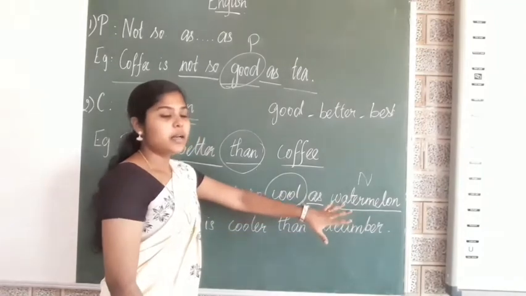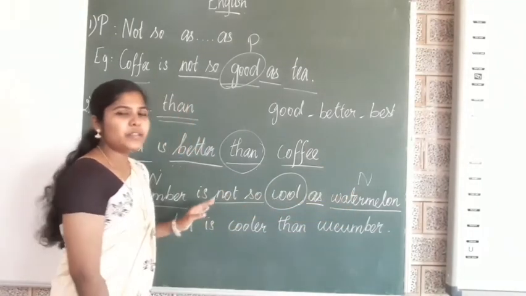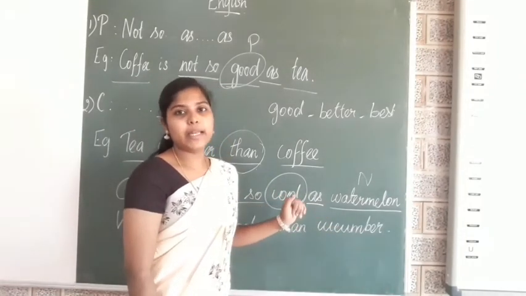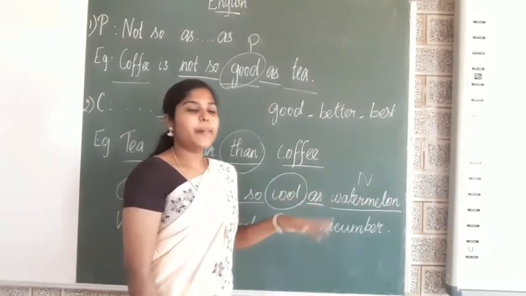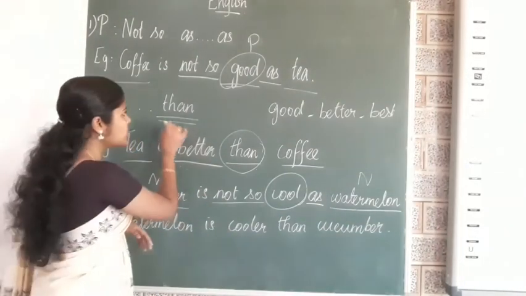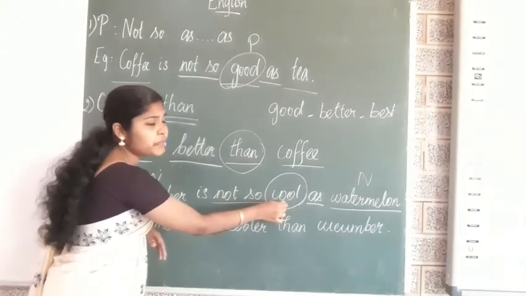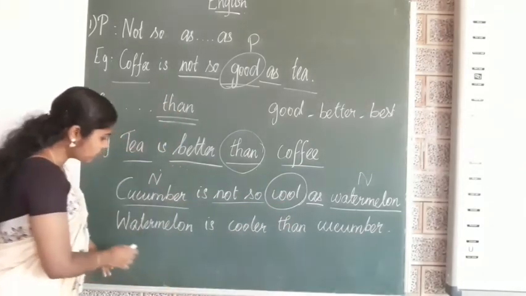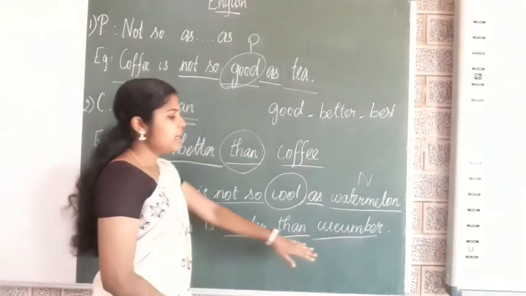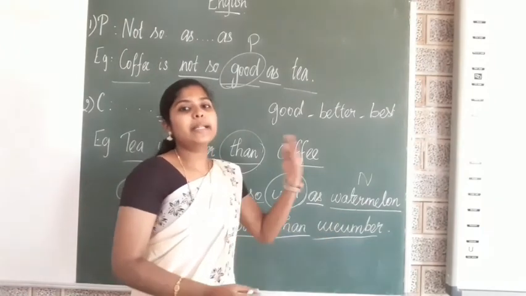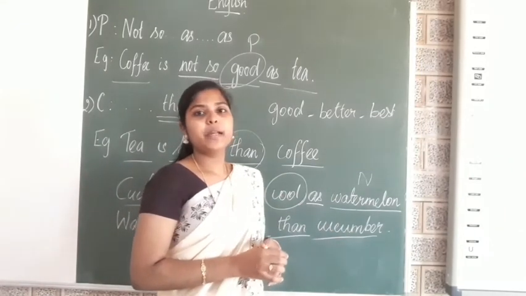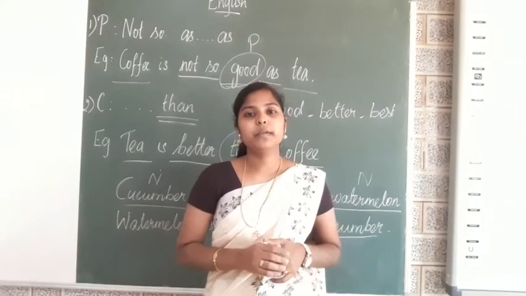Somebody is saying watermelon is the best one. Cucumber is not as cool as watermelon. This is a person's opinion. Now we are going to compare this watermelon as well as cucumber. How can we say? We have to use the word than and the comparative form of this particular adjective. Now watermelon is cooler than cucumber. Here we are saying watermelon is better, is cooler than cucumber. Okay. This is the first rule. Can you understand, students?